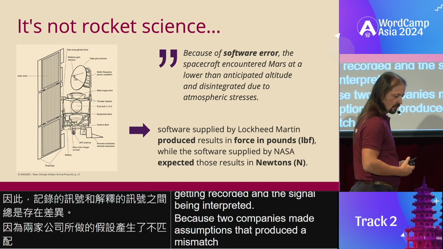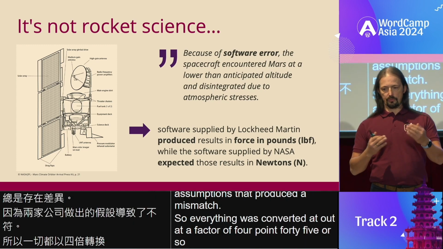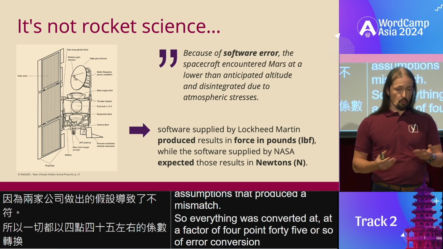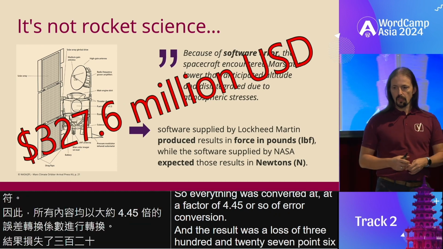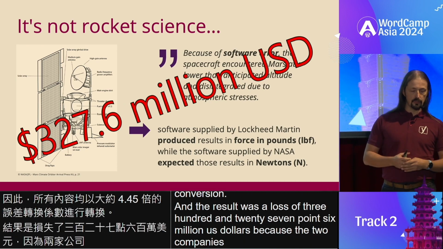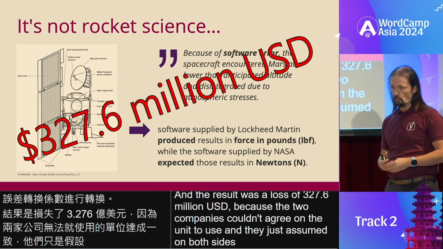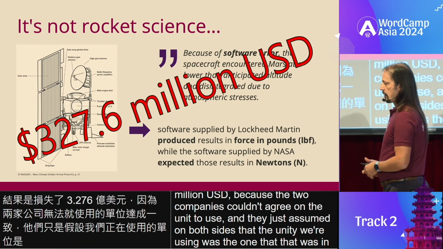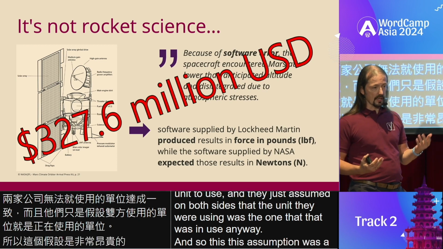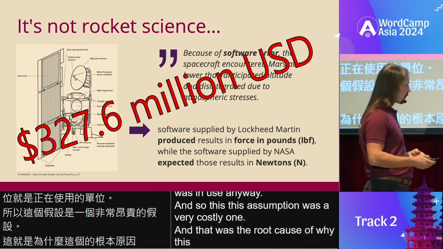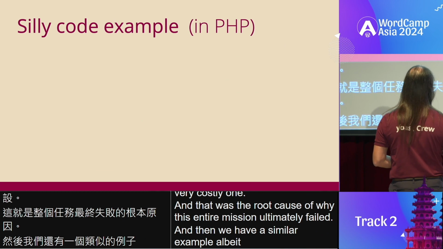So everything was converted at a factor of 4.45 or so of error conversion, and the result was a loss of $327.6 million US dollars, because two companies couldn't agree on the unit to use, and they just assumed on both sides that the unit they were using was the one that was in use anyway. And so this assumption was a very costly one, and that was the root cause of why this entire mission ultimately failed. Then we have a similar example, albeit a very simple one.